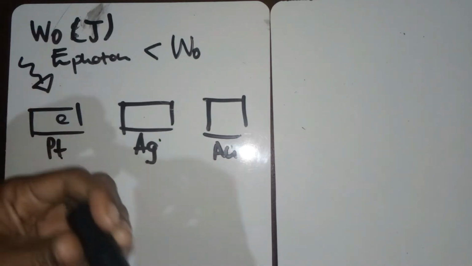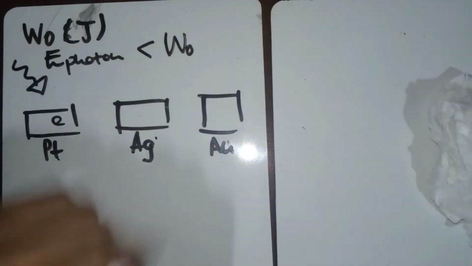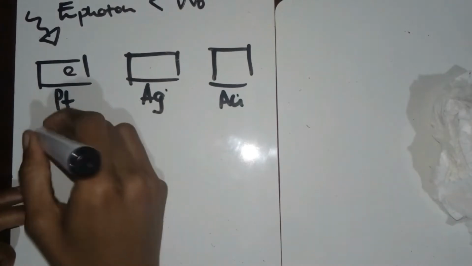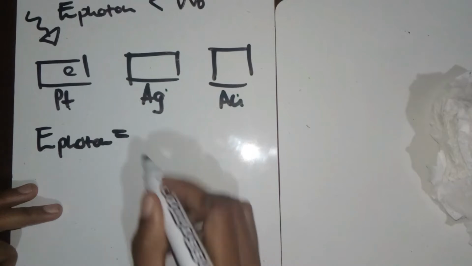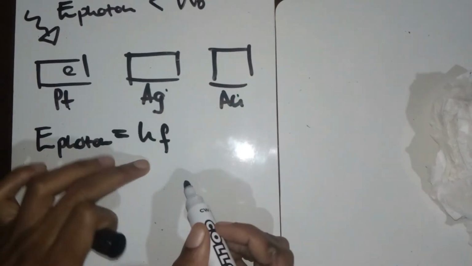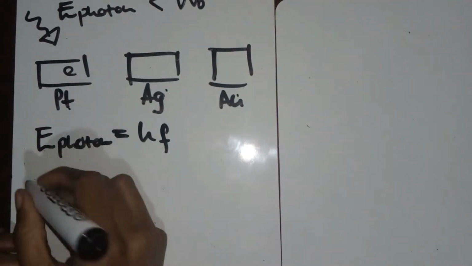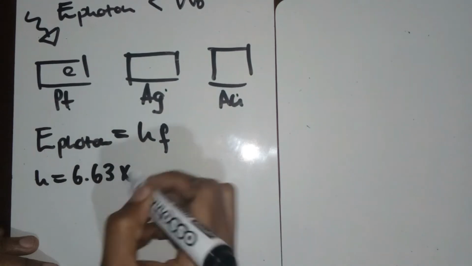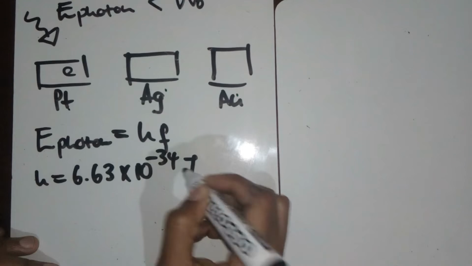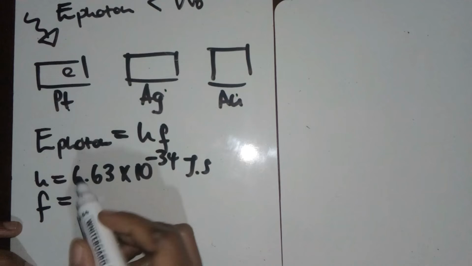Let us define a few things. The energy of the photon E can be defined using the equation E equals hf, where h is what we call Planck's constant, the value of which is 6.63 multiplied by 10 to the power of minus 34 joule second. And f is your frequency, measured in hertz.